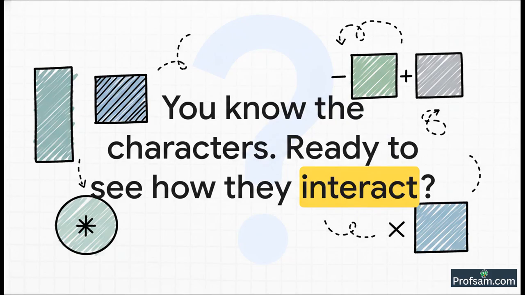So the biggest thing to take away from this is that matrices aren't just random numbers. They are specific characters with their own structures and rules. And now that you know who they are, you've built a fantastic foundation. The next step is to see how these characters interact with each other, how we can add them, subtract them, multiply them. So now that you know the players, are you ready to see the game begin?